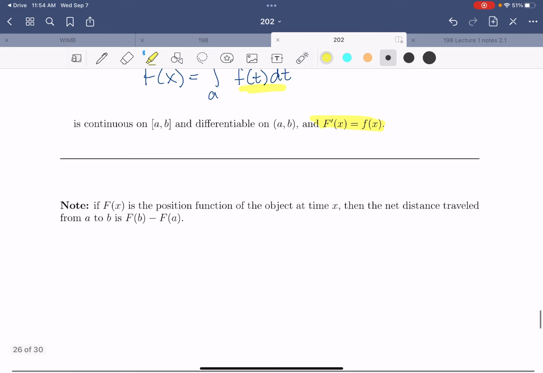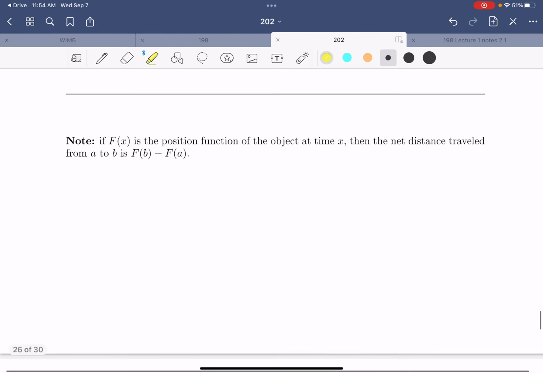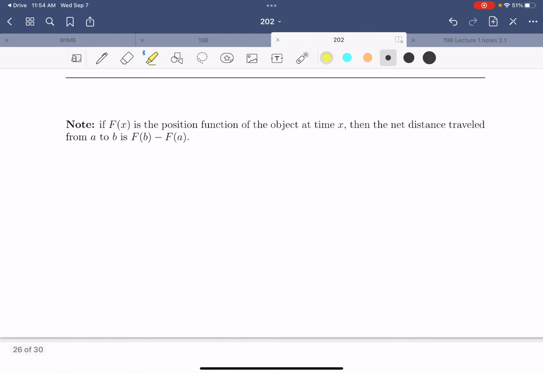Okay. Just a quick note, if F of x is the position function of the object at time x, then the net distance traveled is F of b minus F of a. So it talks about net distance, just a quick little note right there.